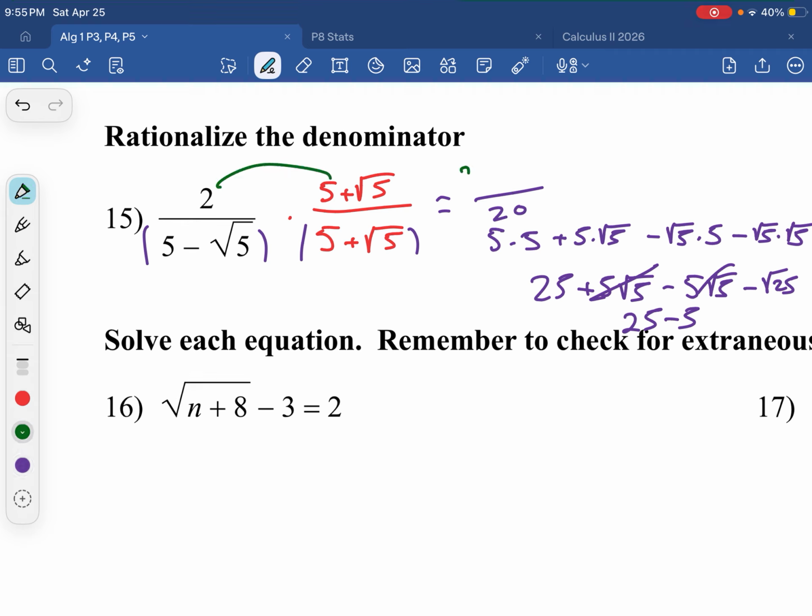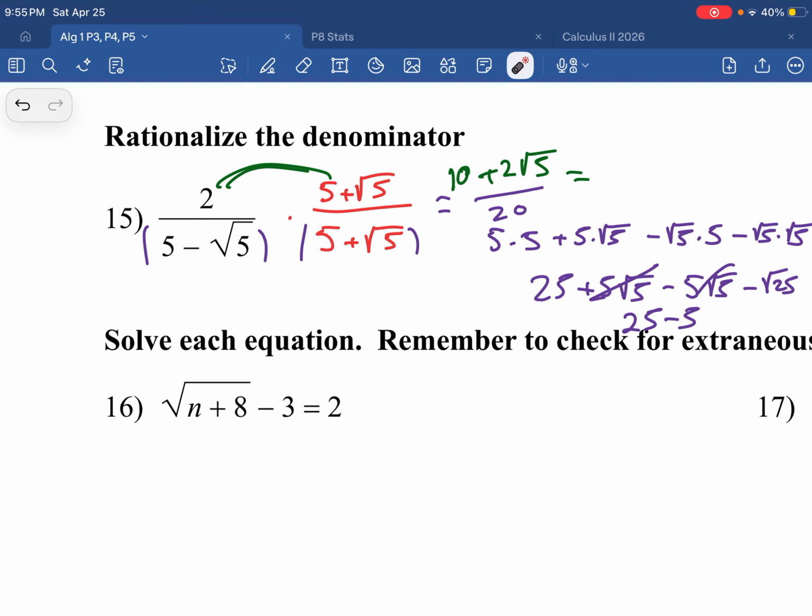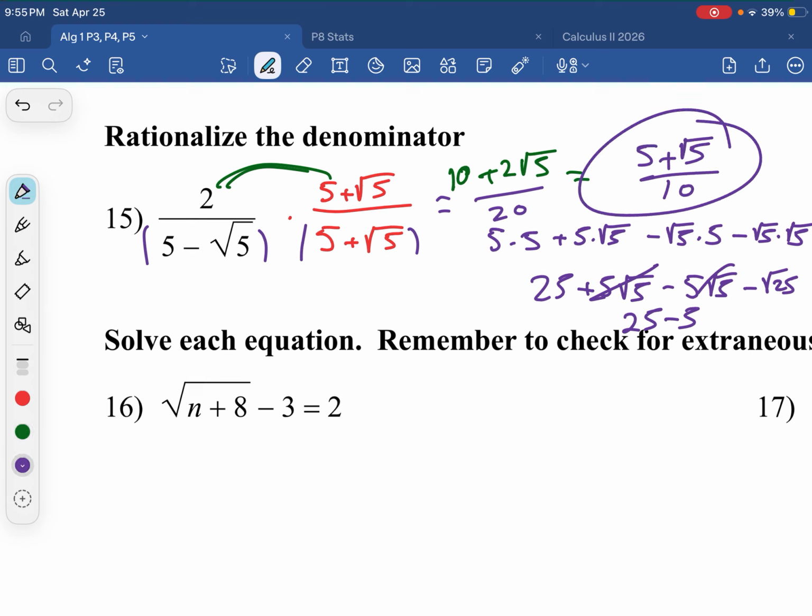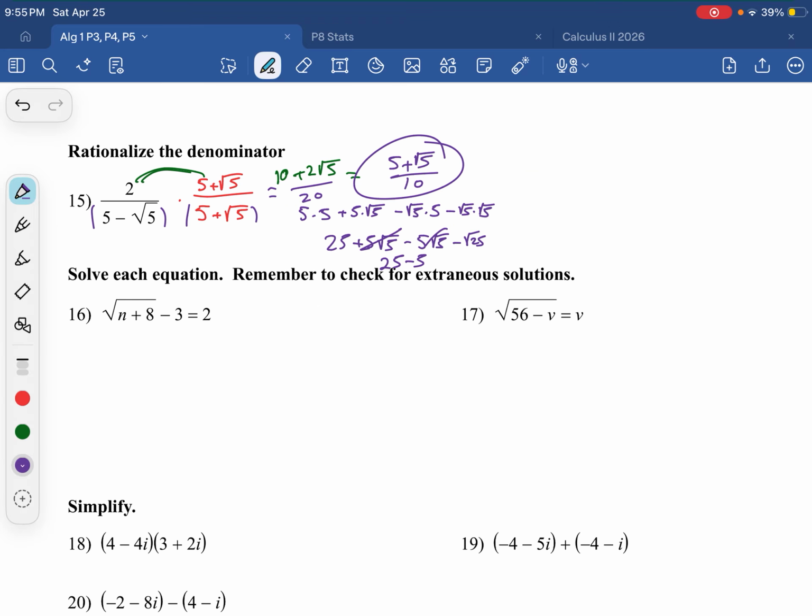In the numerator, it's 2 times the 5 to get 10 plus 2 square root 5. At this point, I would need to simplify by dividing or factoring out a 2 from both terms in the numerator and a 2 in the denominator, and writing this like 5 plus the square root of 5 divided by 10. I might end up having one with a complex number where you need to divide the complex number, but I'm going to post extra practice about that.